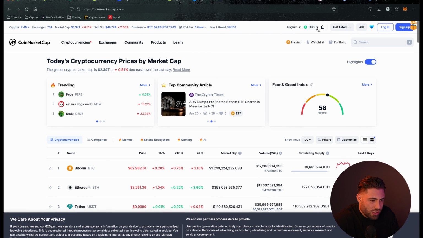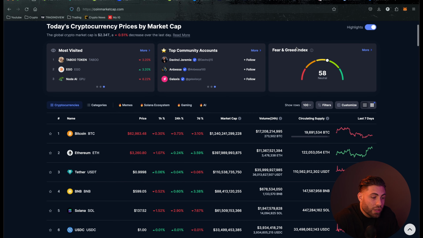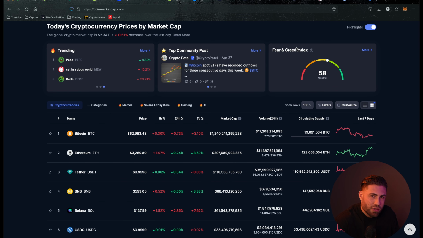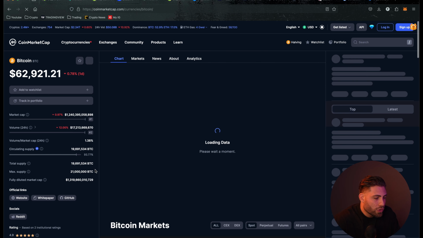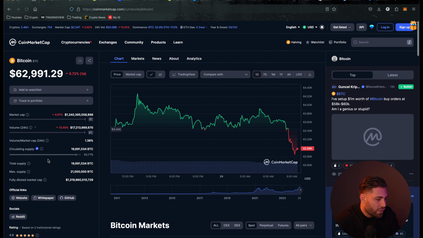You can also actually change this to the night mode, which I prefer. You can see the fear and greed index, but I'll show you another tool where you can find that same information. I prefer it there. You can also have watch lists again, like you can have in CoinGecko, and say I want to add Bitcoin to my watch list. I go to Bitcoin, I can have the star up here.